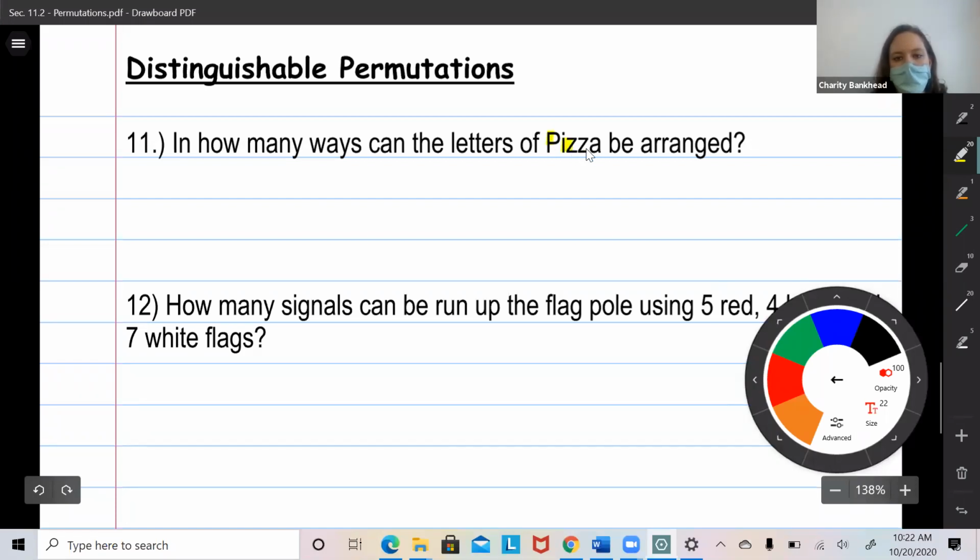Okay, so you would start off with 5 factorial, but then 2 of those letters are identical, right? There's 2 Z's. So those 2 Z's are indistinguishable from each other. So I'm going to divide this by 2 factorial, and that's going to be my answer. So 5 factorial divided by 2 factorial equals 60.